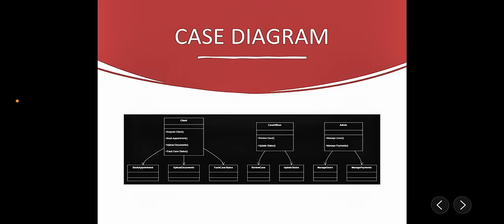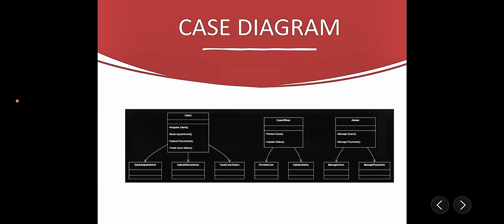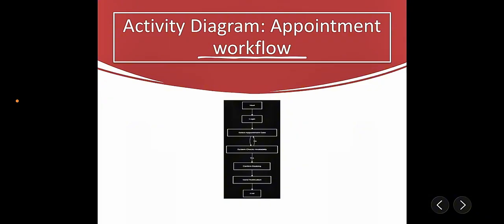Going to slide 4, use case diagram. So as you can see in the diagram, it shows how users interact with the immigration management system. The main actor is the client, who can perform actions such as registering, booking appointments, uploading documents, and tracking case status. The system boundary represents the immigration management system, and each use case shows a service provided by the system.